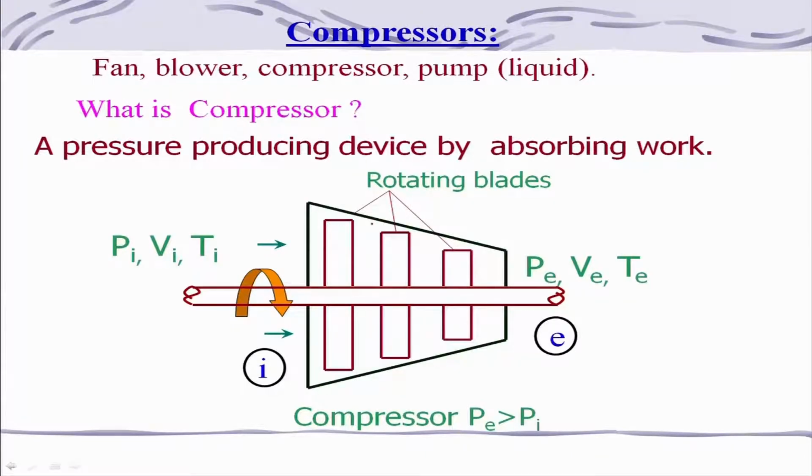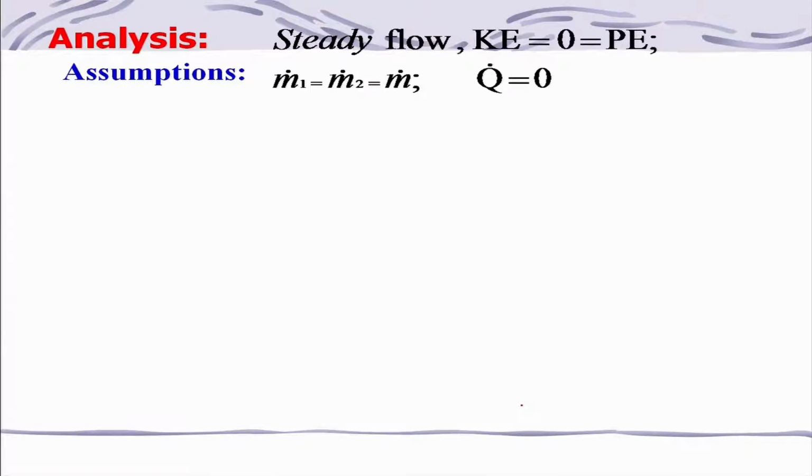It has rotating blades and stationary blades, not shown in this figure, and the exit pressure is greater than the inlet pressure. In the turbine, it is the other way: the exit pressure will be lower than the inlet pressure. So, how to handle these problems, we will see. What assumptions will we be making? We will assume the compressor or the turbine is operated under steady state condition.